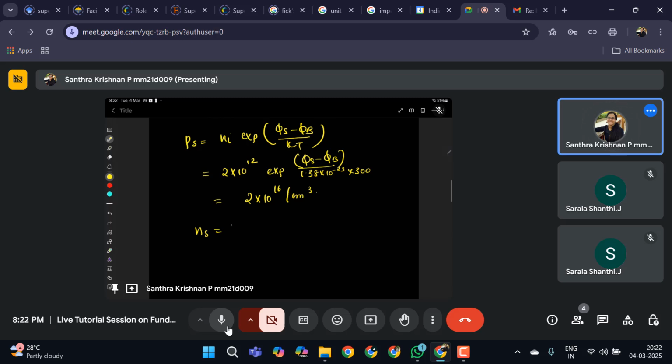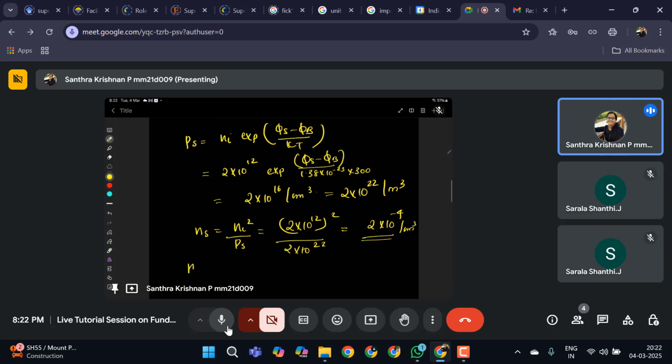And finally, once you know the value of ps, you can find out ns by the basic equation. We have ni square is equal to ns into ps. Therefore, ni square divided by ps. Ni square value is already given to you, 2 into 10 power 12, the whole square, divided by 2 into 10 power 16, which is equal to 2 into 10 power minus 4 per centimeter cube. So your ns value is 2 into 10 power minus 4 per centimeter cube, and your ps value is 2 into 10 power 16 per centimeter cube.